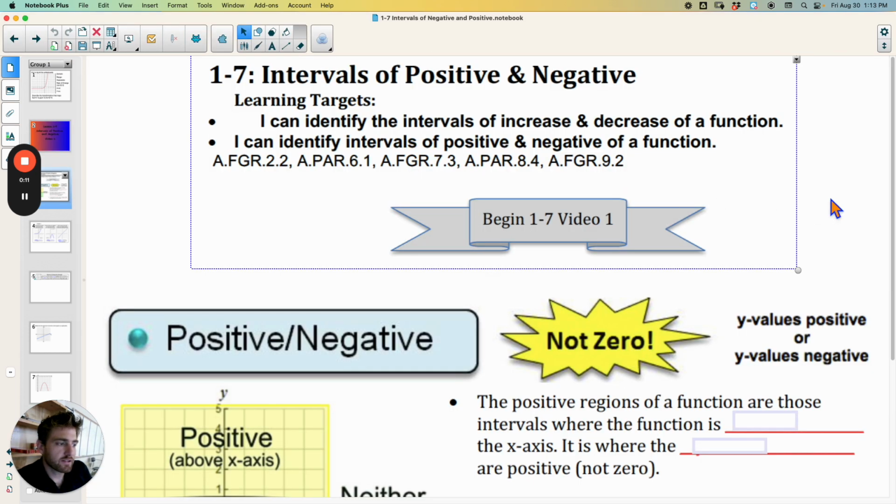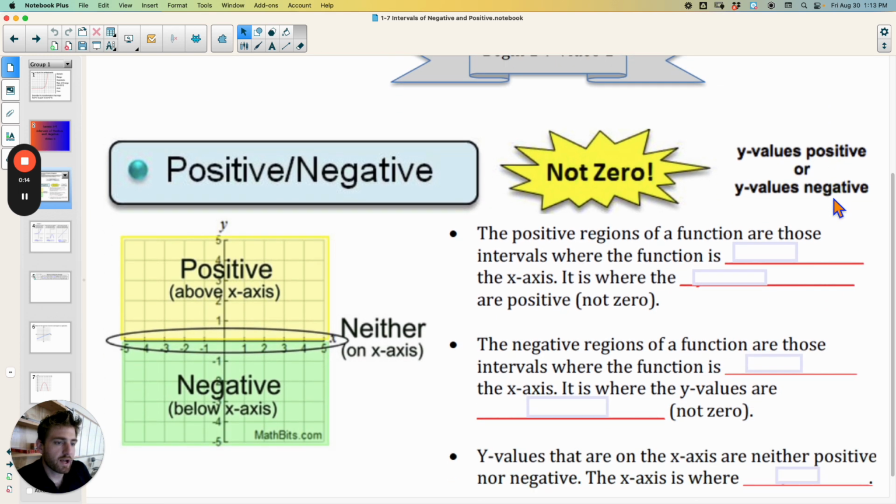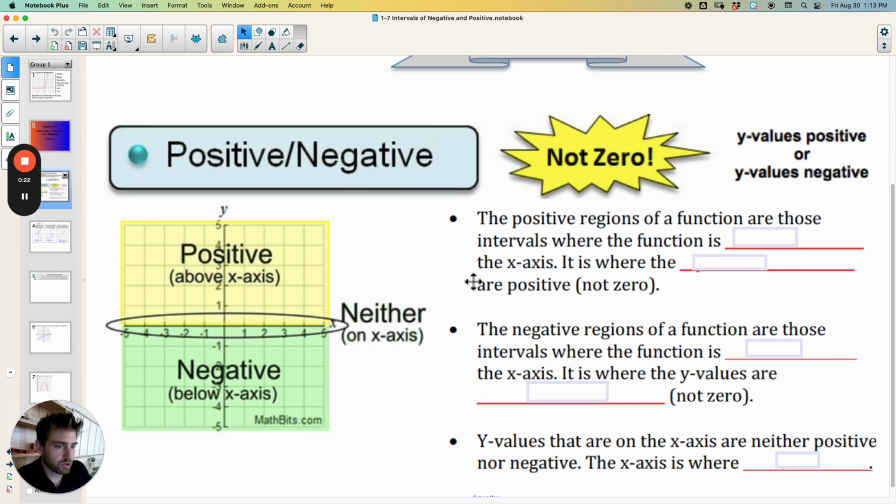For this topic, positive and negative parts of a function, I really like to look at this visual right here before you even fill in your notes. So look at what's going on. Up here, pretty intuitive, above the x-axis, we're going to call it positive. Below the x-axis, we're going to call it negative. And if your output is on the x-axis, if your graph is on the x-axis, then we are going to call it neither. So there are three things that can happen. It's either positive, it's either negative, or it's neither.